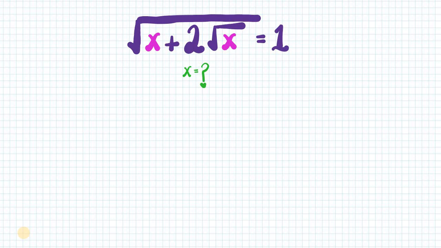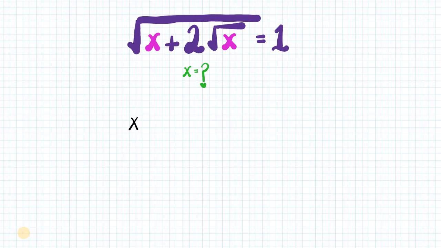Hello everyone, so we are back again with a great question today. This is a question of nested square roots. Nested means square root inside the square root. So again, as always, let's go with our intuition.